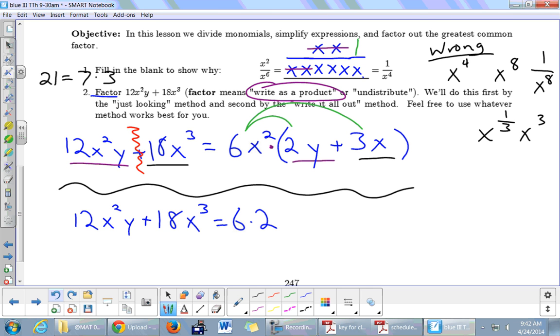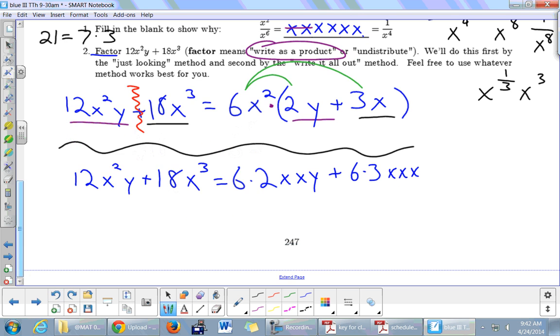And then when I see this x squared, I'm going to write it out, x times x. And then the other thing here is a y. And then there's a plus. And then we're playing the same game. 18 is really 6 times 3. And then instead of x cubed, what are we writing? 3 x's. So far, so good?